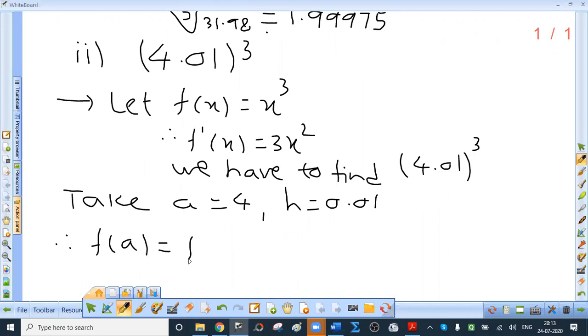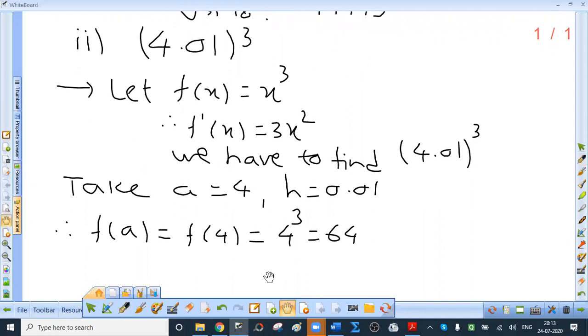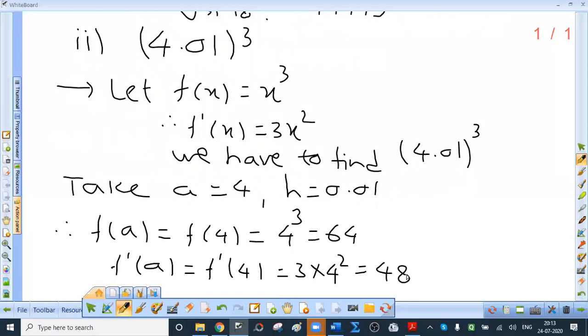Okay. So what is f of a? It is nothing but f of 4, right? That is 4 cube, which is 64. What is f dash of a? f dash of a is f dash of 4. So it is nothing but 3 into 4 square, which is nothing but 48.